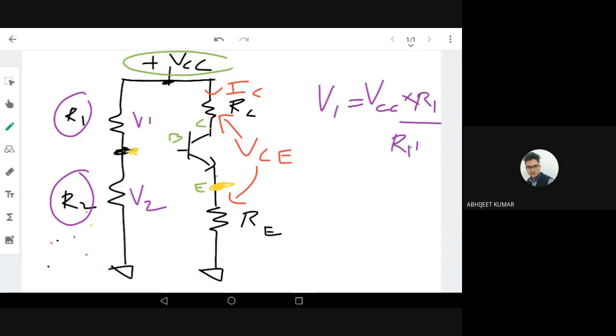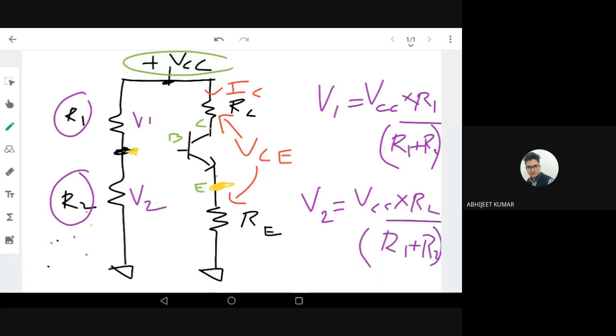Likewise, you also get V2, which is VCC into R2 divided by R1 plus R2. Okay. So here what we are interested in is V2.